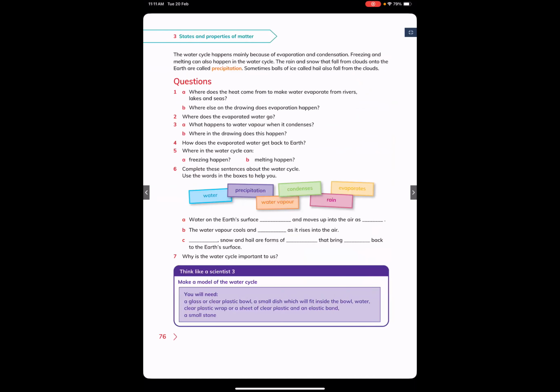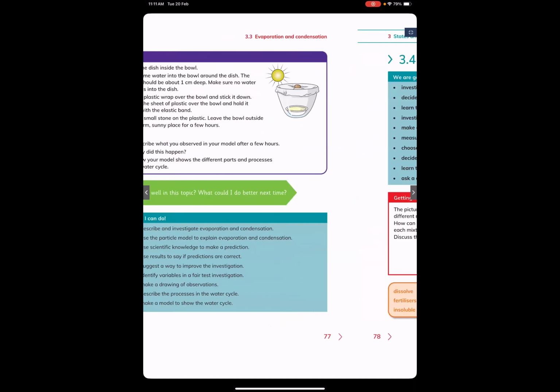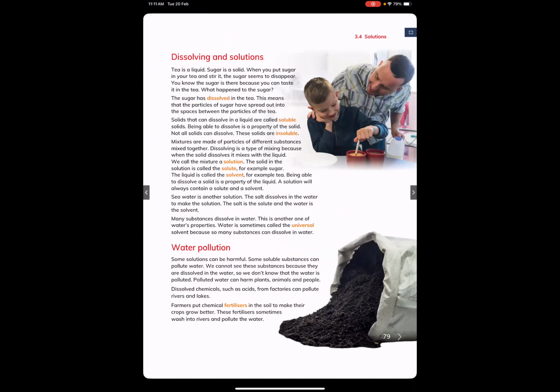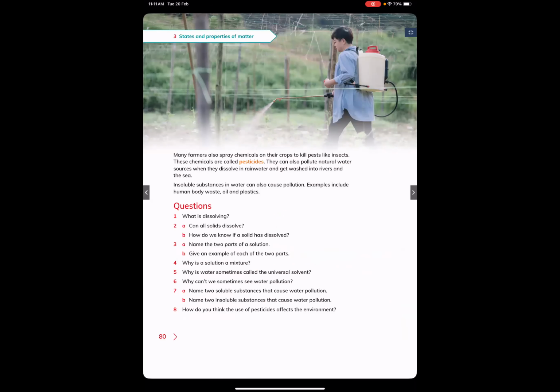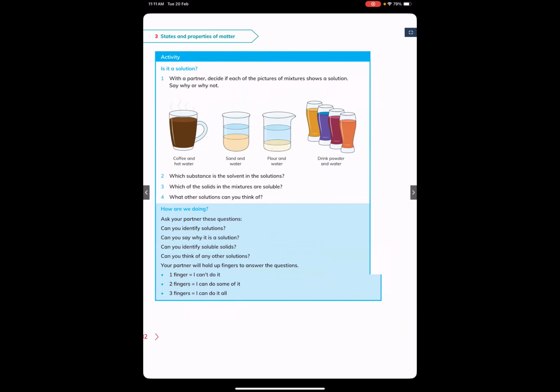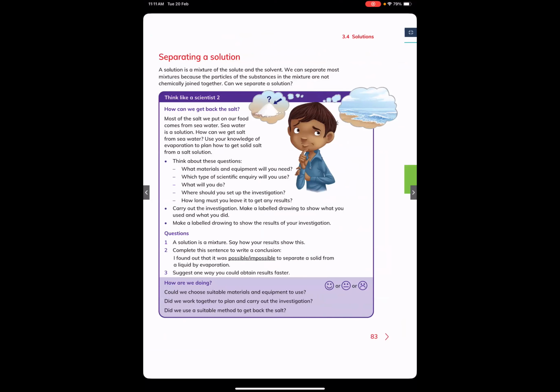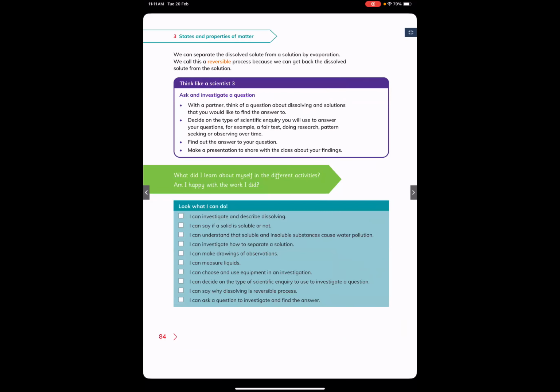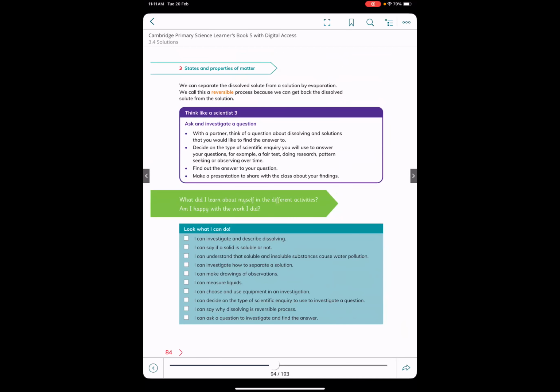And next comes 3.4, which is solutions. What are solutions? What is dissolving? What are solvents, insoluble substances, water pollution, and then pesticides, then how it looks when we dissolve two items together, and how can we separate the solution, and will it be a reversible or an irreversible process? So that's all that is included in this chapter.